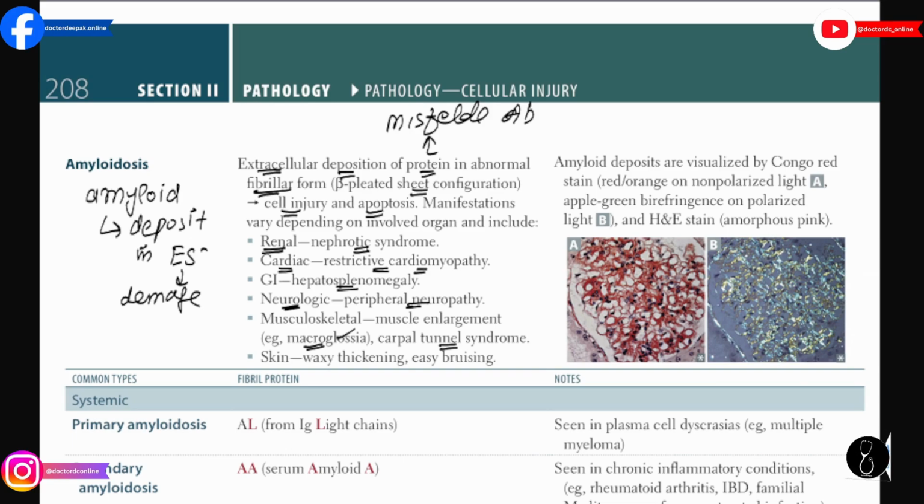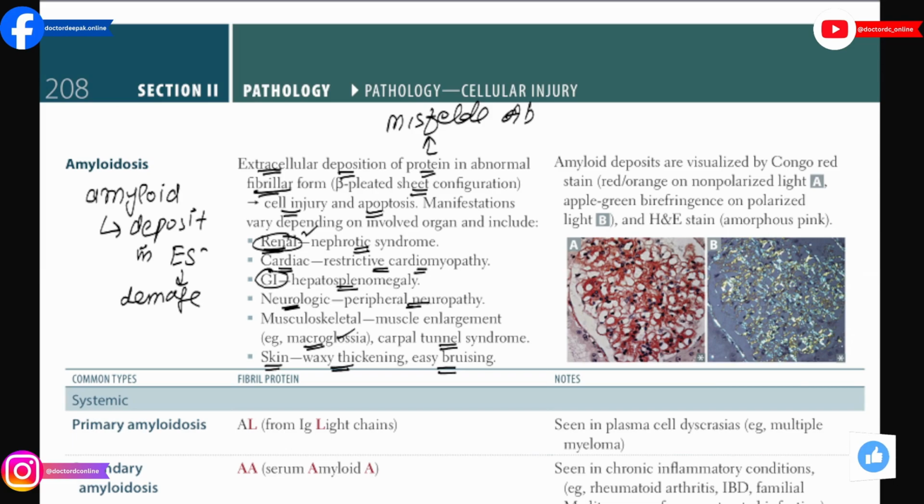Then these abnormal proteins can deposit in your skin, where they present as waxy thickening of the skin. And if they deposit in your eyes, that will lead to eye bruising. So these are the clinical manifestations of amyloidosis. Just keep one thing in mind: these manifestations depend on the organ where the amyloid protein is deposited, and they vary from person to person. One person might have a renal problem, another a GIT problem. The clinical manifestations are not always the same in every patient, but they can ask in the exam what the most common organ involved in amyloidosis is.